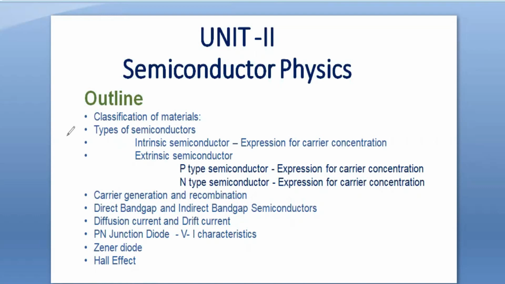The contents of this unit are classification of materials based on passage of current, types of semiconductors, that is intrinsic semiconductors and extrinsic semiconductors. In this, p-type semiconductor, n-type semiconductor, and the expressions for carrier concentration. Carrier generation, recombination, band gap, that is direct and indirect band gap, diffusion current and drift current, PN junction diode, its VI characteristics, energy level diagrams, Zener diode, and Hall effect.